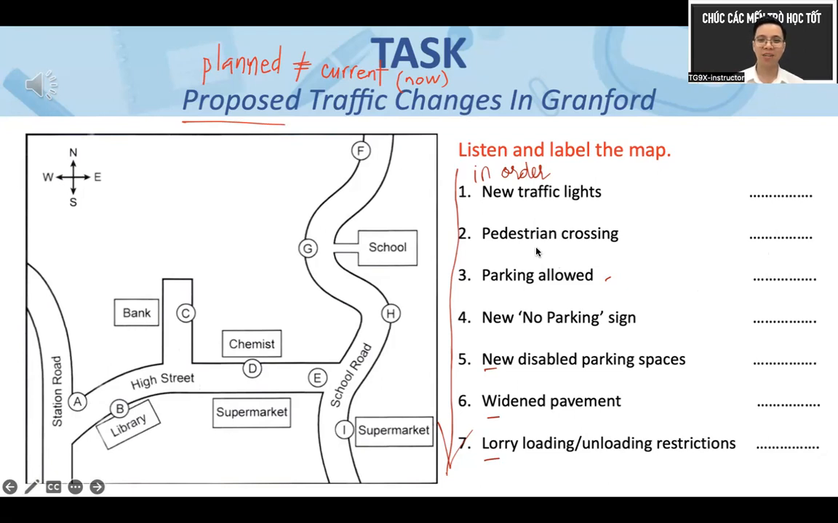Rồi tiếp theo là cái pedestrian crossing, đường lối ngựa vằn đúng không ạ? Zebra crossing đúng không? Thì như thế nào đây?